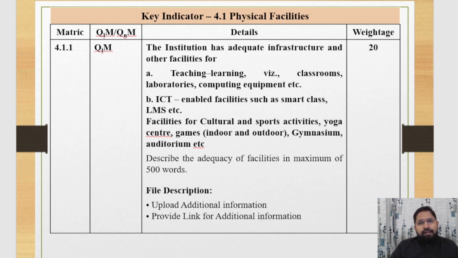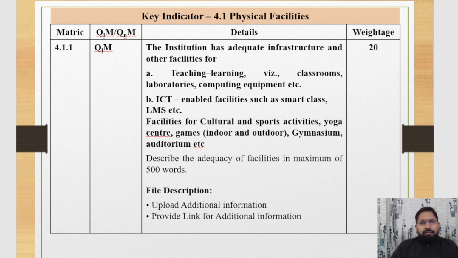And the second one is the ICT enabled facilities such as a smart classroom, LMS, etc. In terms of ICT enabled facility, you can explain a smart classroom, that classroom having a projector, Wi-Fi, and it may have a smart board and LMS facility. If your library has ILMS, then you can also explain it here. And if your organization has an ERP system, then you can also explain it here.